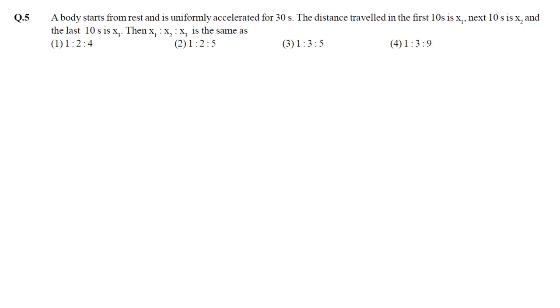Now see the next question. The body starts from rest and is uniformly accelerated for 30 seconds. The distance travelled in the first 10 seconds is x1, the next 10 seconds is x2, and the last 10 seconds is x3. Then find x1, x2, x3. I already explained this one in the part 1 video. Just observe that the distances covered in equal time intervals will be in the ratio 1:3:5:7:9 and so on. So according to that, we can write it as 1:3:5.